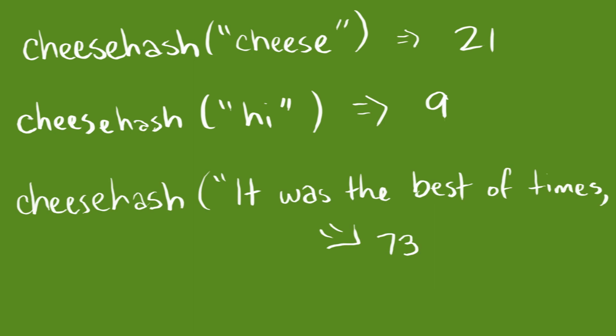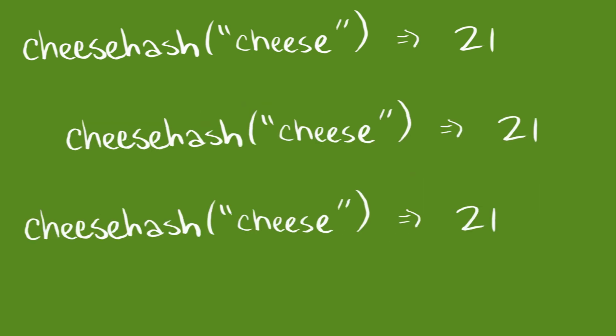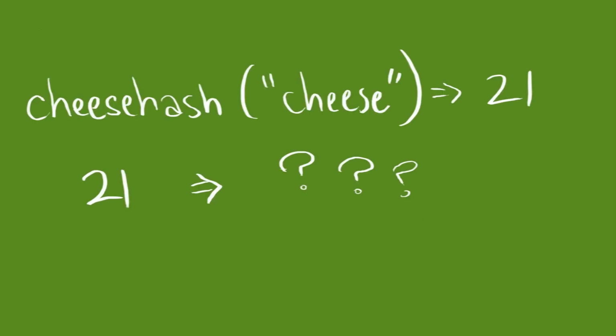The same string will always produce the same result. On top of that, the hash function is one way. Cheese will always produce 21, but if we have 21, we can't necessarily guess that cheese was the initial value.